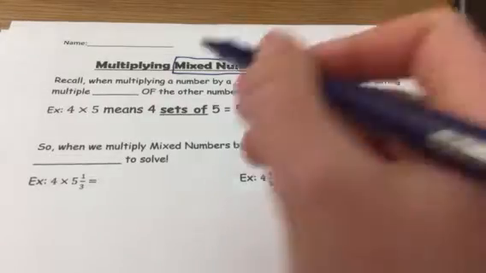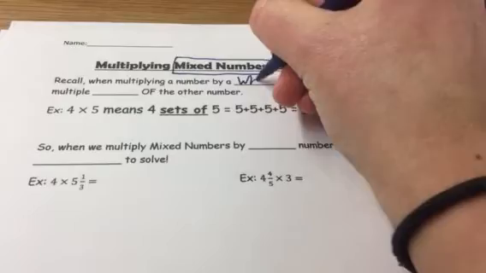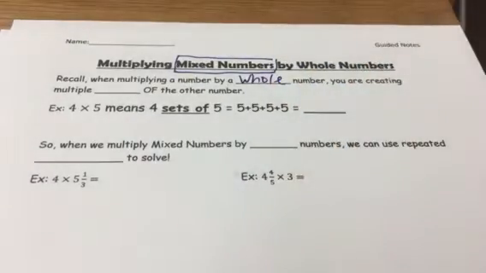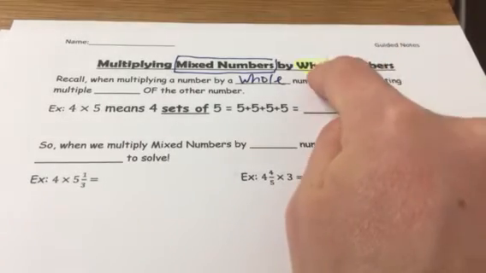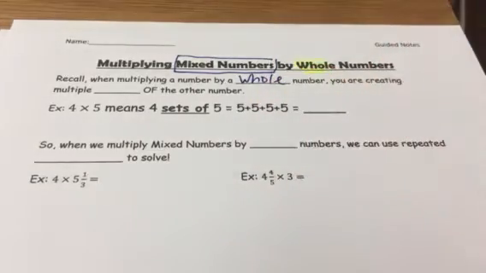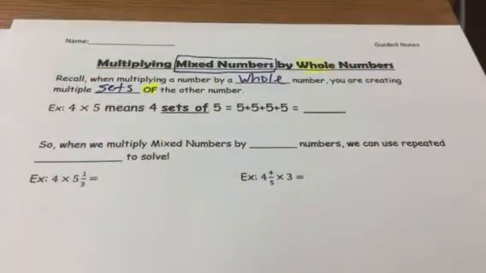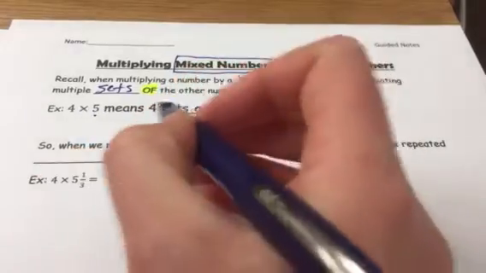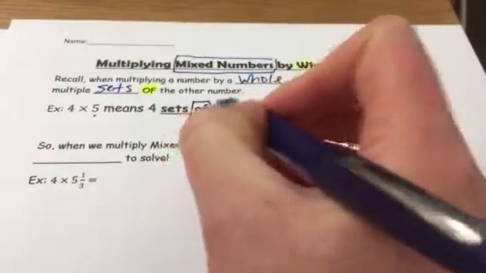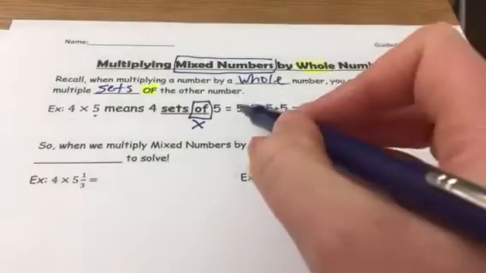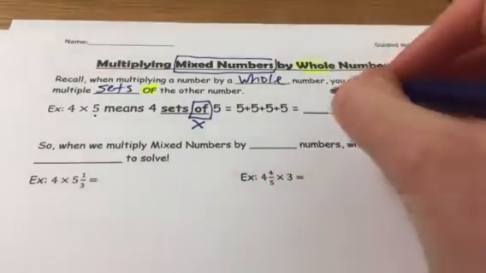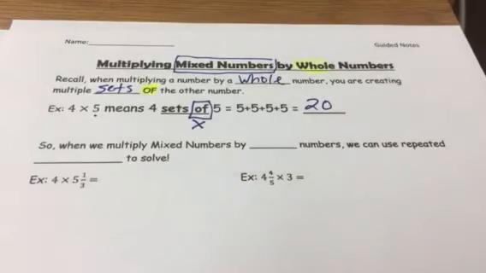So remember, when you're multiplying a number by a whole number, because that's what we're going to do first, we're actually going to ease into this by multiplying mixed numbers by whole numbers. When you multiply anything by a whole number, you're creating multiple sets of that other number. So for instance, very basic example, 4 times 5 literally means you're taking 4 sets of 5, which is 5 plus 5 plus 5 plus 5, which gives us 20, as we already know.